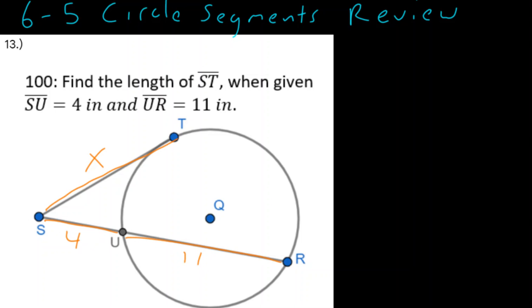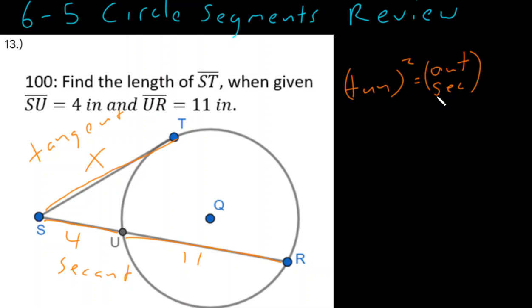Now I think it really helps to remember that this right here is a tangent, and then this right here is a secant. And what's our rule? Well, we can say that our tangent squared must always equal the outside, I'll use out for abbreviation, the outside secant times the whole secant.